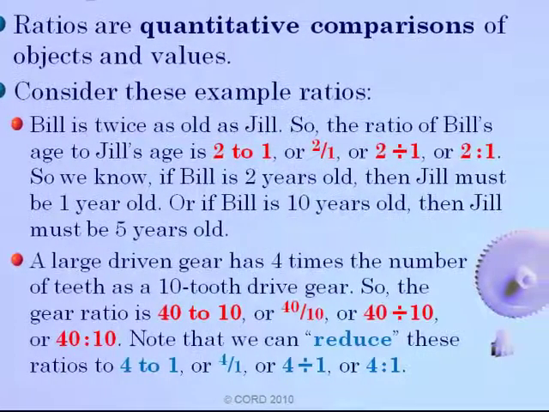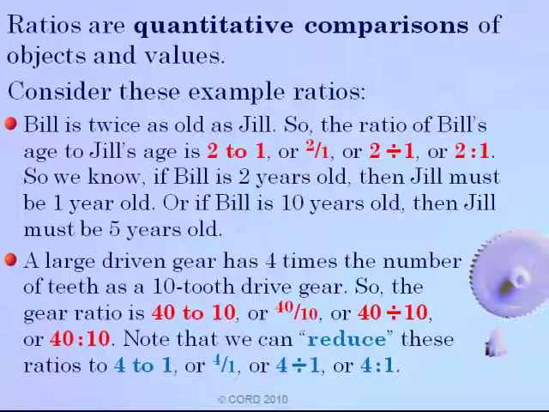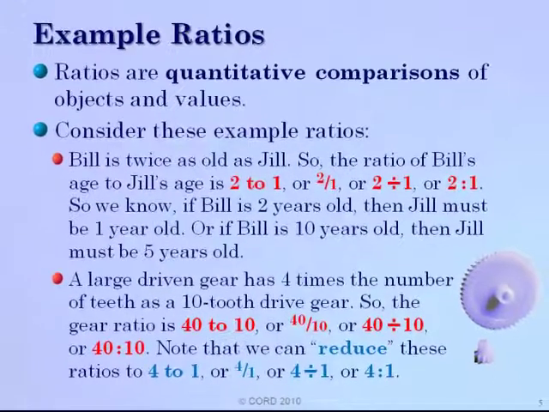All right, that's a pretty simple one. Let's take one that's a little bit more technical. Suppose you have a large driven gear that has 4 times the number of teeth as a 10-tooth drive gear. That means the gear ratio is 40 to 10. Or we can write that as 40 over 10, or 40 divided by 10, or 40 with a colon and then 10. And you notice that we can reduce these ratios to 4 to 1.